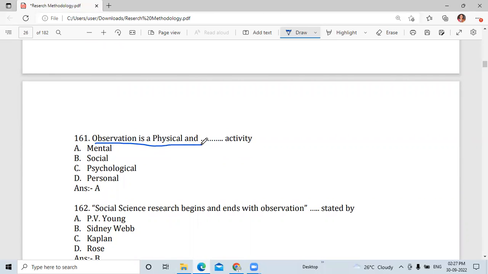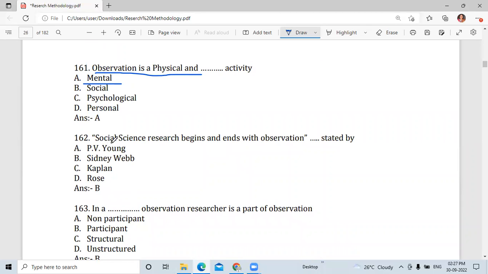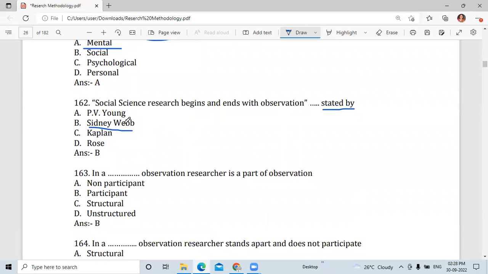Observation is a physical and dash activity. So observation is a physical and mental activity. Social science research begins and ends with observation, that is stated by whom? It is stated by Sidney Webb. So remember, Sidney Webb said that social science research begins and ends with observation.